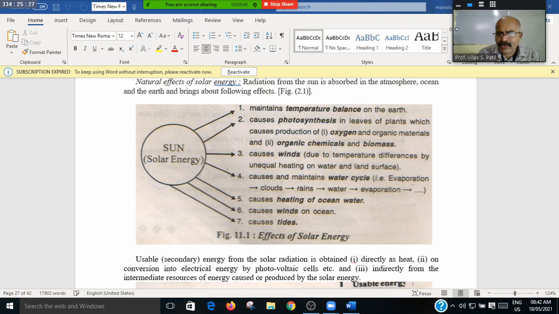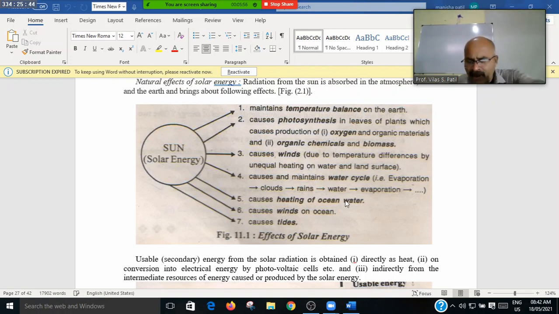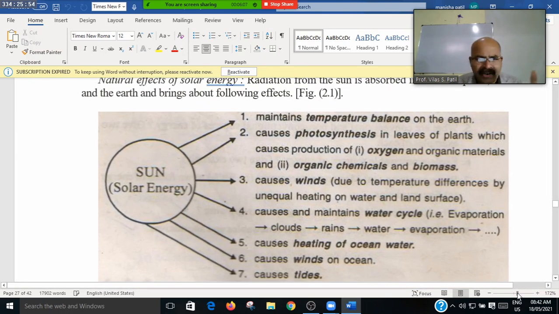In last lecture, we came to this point, that is the natural effects of the solar energy. That is the radiation from the sun. Radiation from the sun is absorbed by... I am just zooming this. Okay, nice. That is the natural effects.